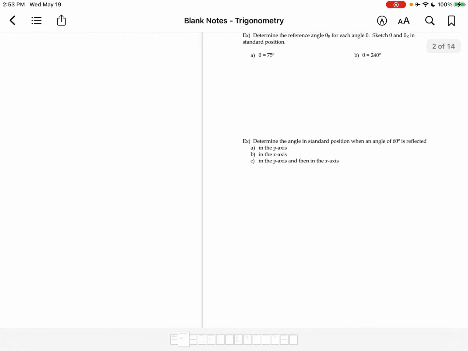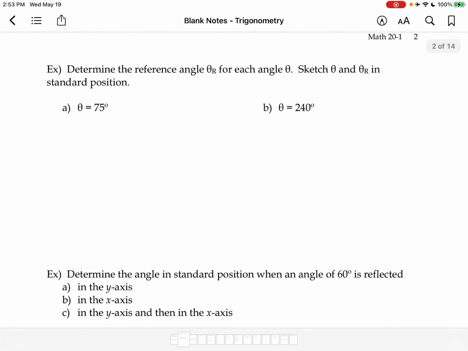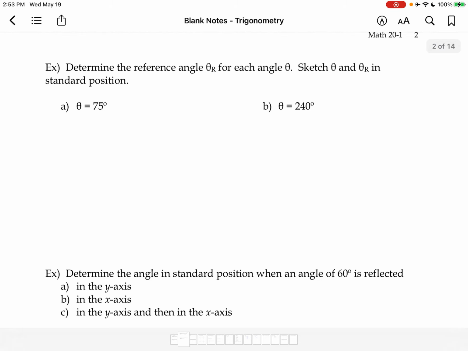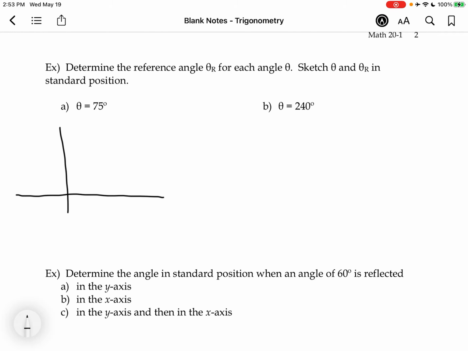All right. So let's get into some questions. Determine the reference angle theta r for each angle. Sketch theta and theta r in standard position. Okay, so let's take a look. Our first angle is theta equals 75 degrees. Well, 75 degrees is between 0 and 90, so that actually happens to be in the first quadrant.